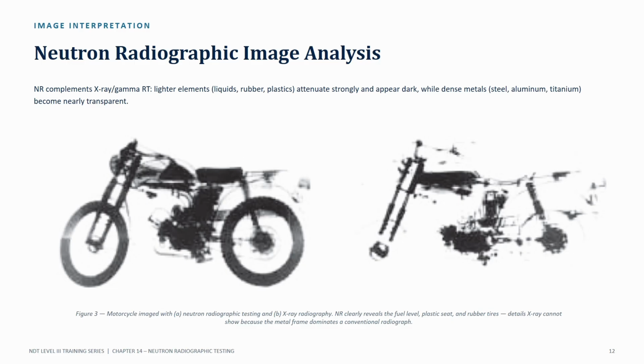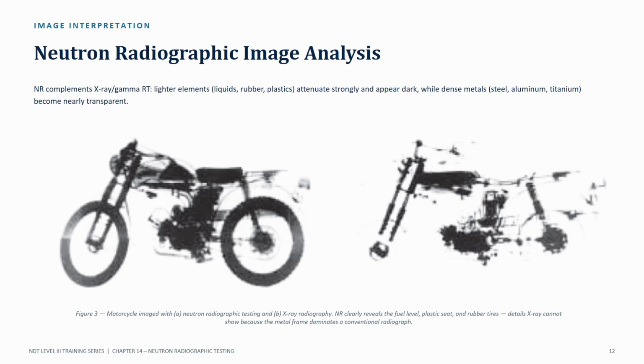On this slide, we have an excellent comparison that demonstrates the unique capability of neutron radiography. Both images show the same motorcycle, but each was produced using a different radiographic method. Let's start by looking at the neutron radiograph, shown on the left. Notice that several components which would normally be difficult to distinguish in conventional radiography are now clearly visible. The fuel inside the fuel tank can be identified, the rubber tires are clearly defined, and the plastic seat stands out with excellent contrast. These materials all have one thing in common: they contain a significant amount of hydrogen, and hydrogen interacts very strongly with thermal neutrons.